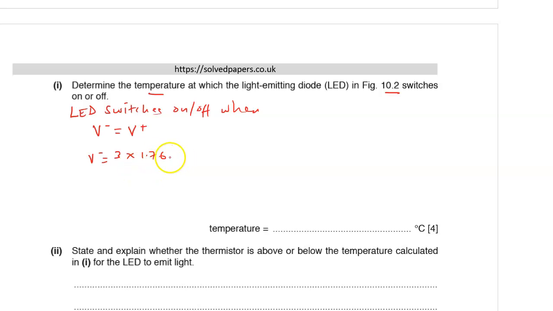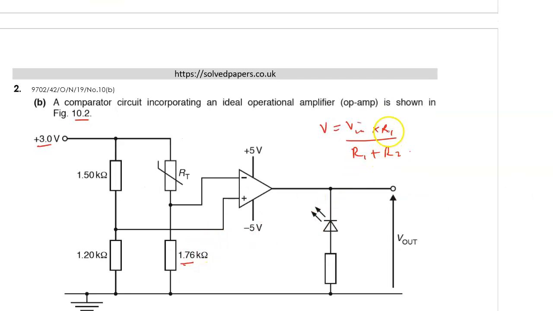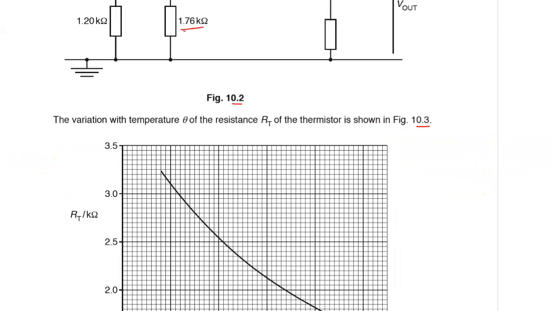Of course, this is kilo ohm over 1.76 kilo ohm times RT, right? Right here. Okay, so this is R1, 1.76 kilo ohm, this one here, and R2 is our RT. Okay, so this is 3 volts. That is what you're using down here.